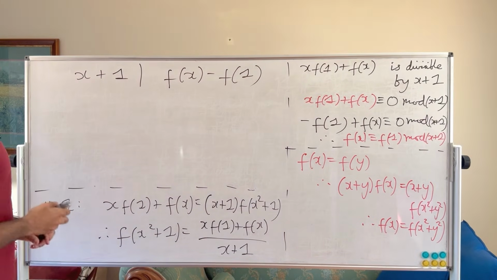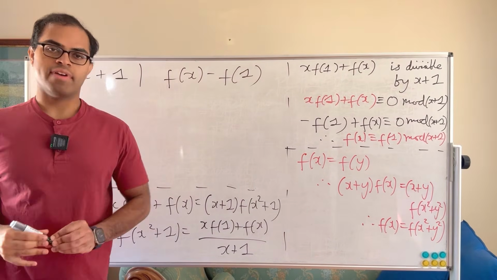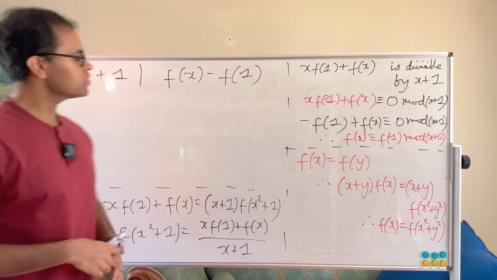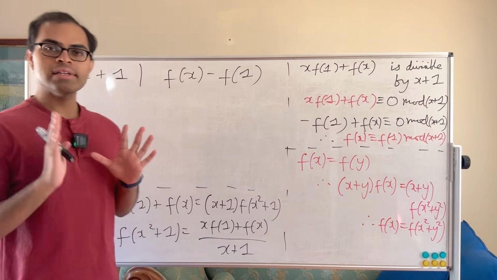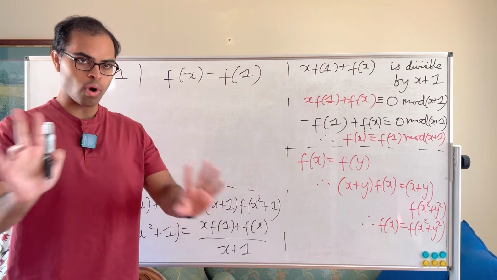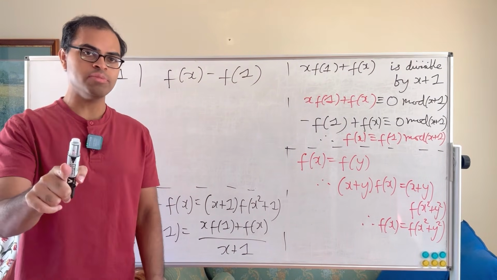Now that tells us some interesting information about f of x. It's pretty simple. We've got rid of the x, got rid of the x f of 1, that helps. So we've got something nice and simple. And now we actually have to go one more step forward, and I want you to think, what's the next step going to be? Drop a comment down below right now.